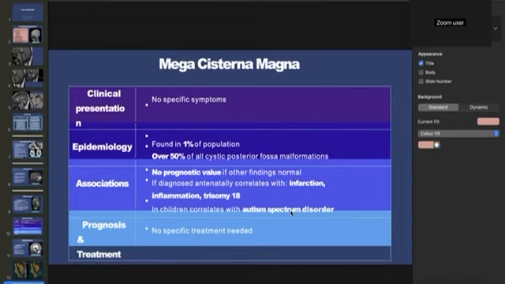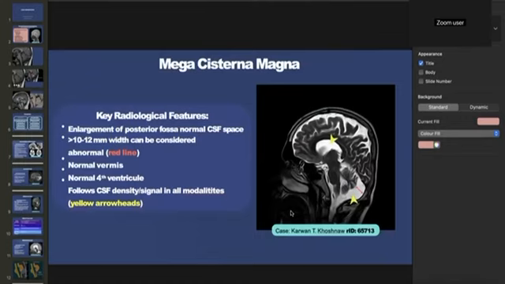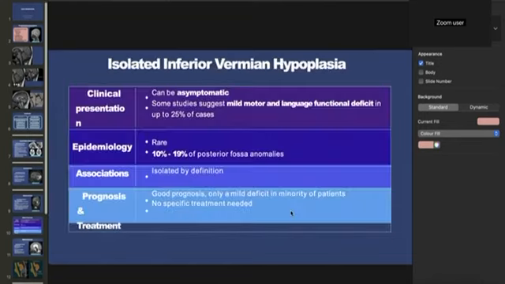Next is the megacisterna magna, where there is no hydrocephalus, seen in 1% of population. Over 50% of all cystic posterior fossa malformations. No specific treatment is needed, mostly associated with autism spectrum disorder. This image of megacisterna magna, red line shows enlarged posterior fossa, which is more than 10 to 12 mm.